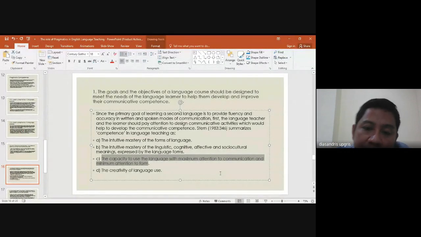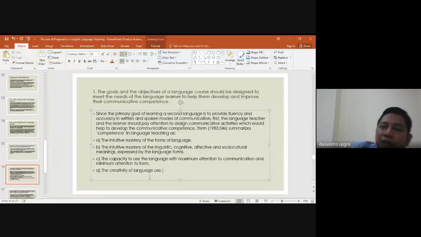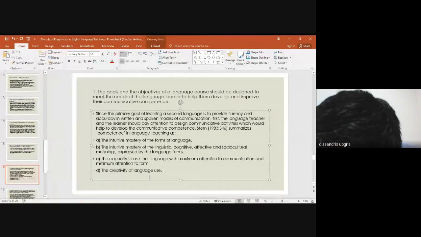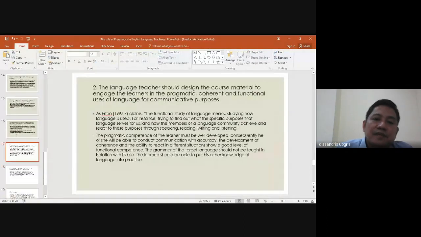So di sini tipsnya adalah, right, the capacity to use of the language with maximum attention to communication adalah yang penting mereka bisa ngomong dulu, alright, and minimum attention to the form, okay, and the creativity of the language use. Creativity of the language use ya termasuk menggunakan antonym sinonim, termasuk menggunakan idioms, right, dan seterusnya. Next.